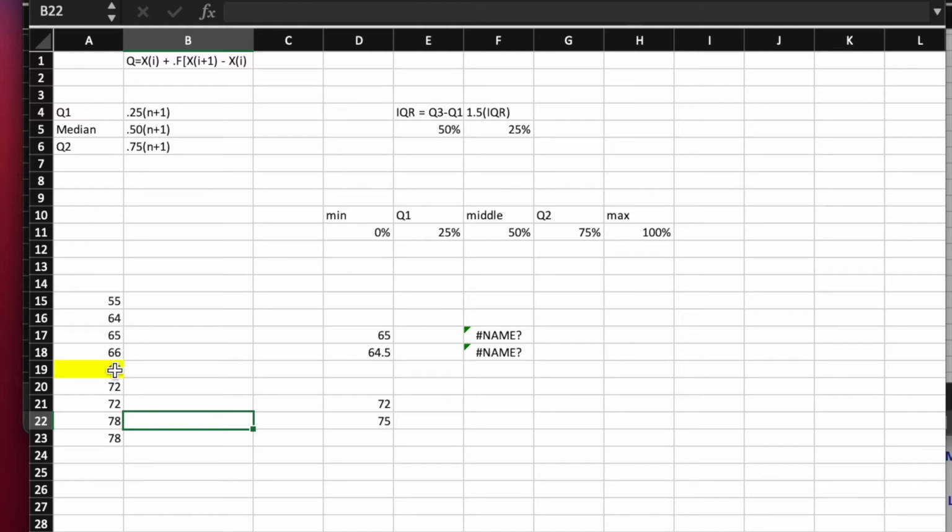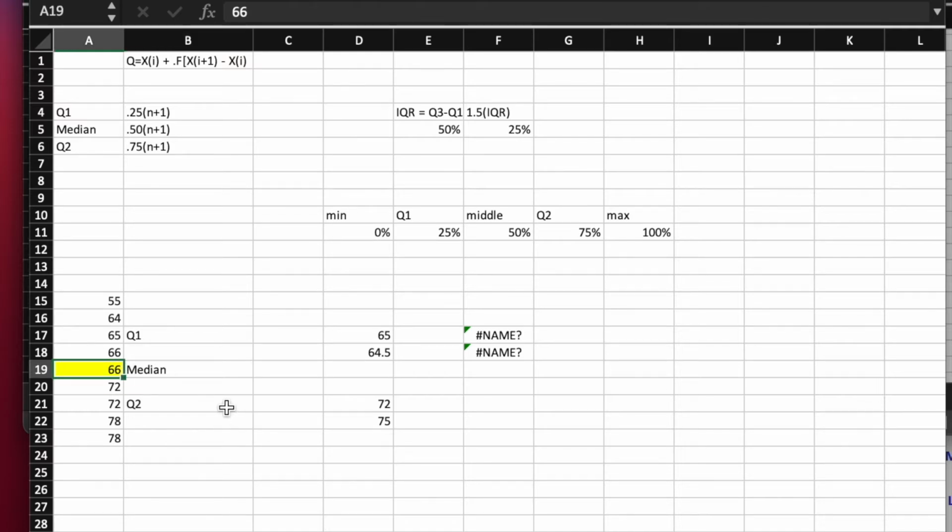You would find the center point of the data set, which is 66. That would be your median. From there, you would find the center point of this, which is 65. So let's write it. The center point of this top half would be your Q1, and the center point of this bottom half would be your Q2, right? So this makes sense. This is logical. This is what I would do too. But this method is to include the median.